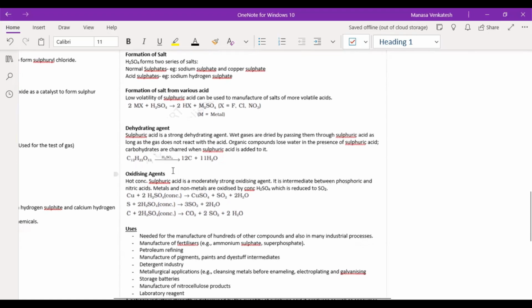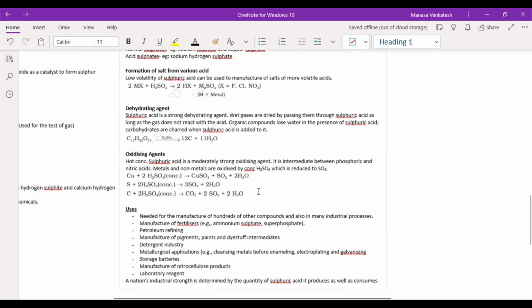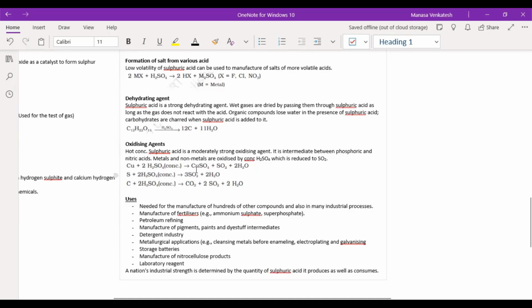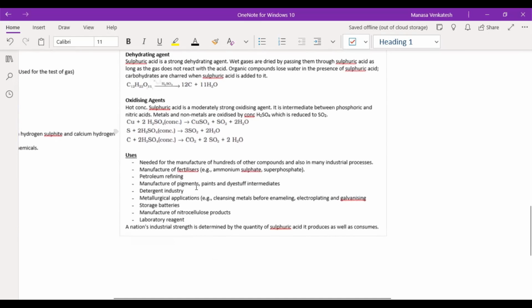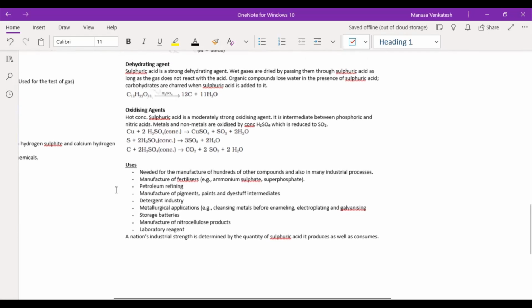It acts as an oxidizing agent as well. So hot concentrated sulfuric acid is moderately oxidizing. Metals and non-metals are oxidized by concentrated sulfuric acid, which is going to get reduced to sulfur dioxide. So here, if you see, copper is undergoing oxidation to form copper sulfate, sulfur to sulfur dioxide, and carbon to carbon dioxide. So these are the various uses of sulfuric acid. It has diverse uses. One of the uses is in battery acid as well.